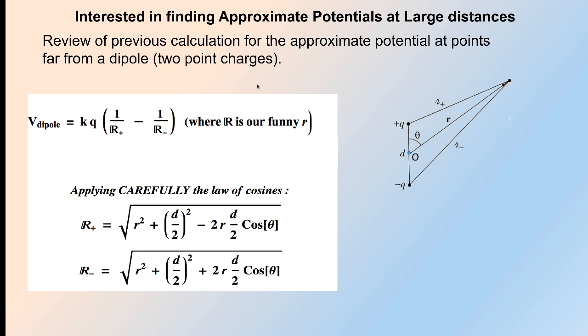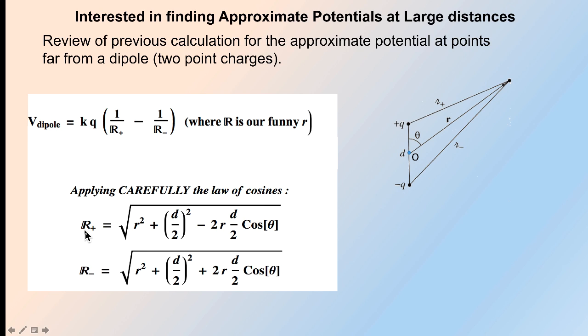So remember, the potential of a dipole would be the sum of the potentials of both charges, and those are given by kq times 1 over funny r plus, the distance away from the plus charge to our field point, minus 1 over funny r minus, where r minus is the distance from minus q to the field point. And you'll notice that the way this is set up with the plus and minus charge, this minus sign is associated with the minus q.